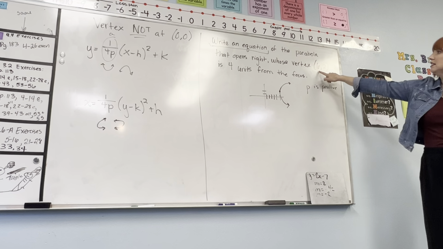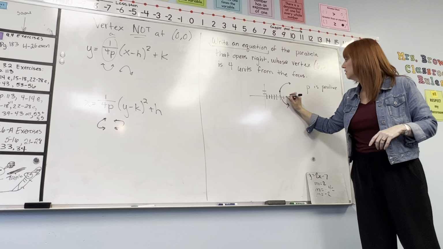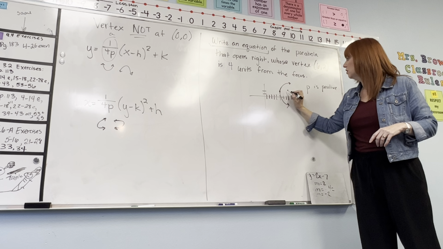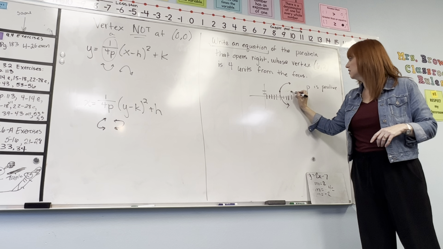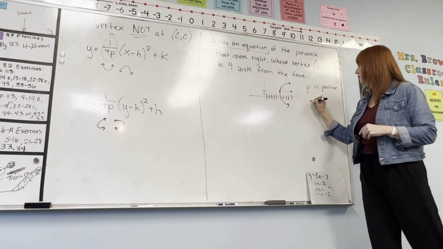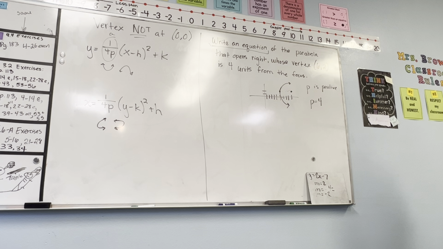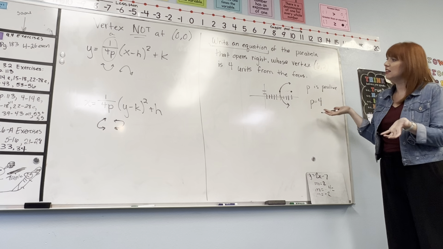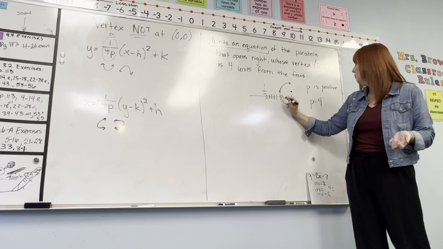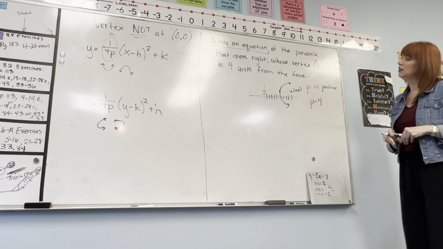And the vertex, it says, is 4 units from the focus. So the focus is 1, 2, 3, 4 units over here. Okay? So what does that make P? 4. Yeah, P equals 4. And if we wanted to, it's not asking us for the focus, but the point of the focus is 6 plus 4, so that'd be 10, 2. That's what that point is.